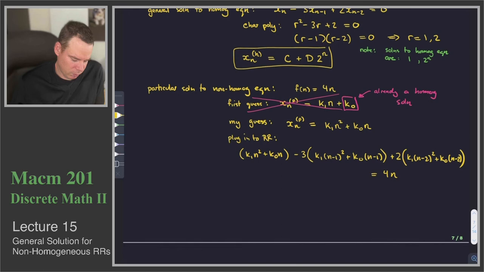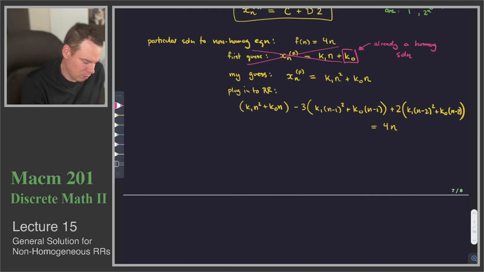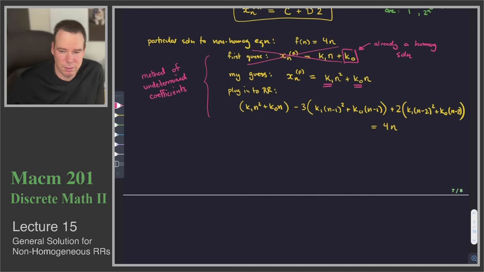Again, what is this? This is our method of undetermined coefficients. Maybe I should have written that in here. These are the undetermined coefficients, k1 and k0. Those are the things I'm trying to find for which this will be a solution. So that's my focus. When I'm working on these equations, I'm ultimately trying to figure out what k0 and k1 are. So let's go ahead and expand this out.